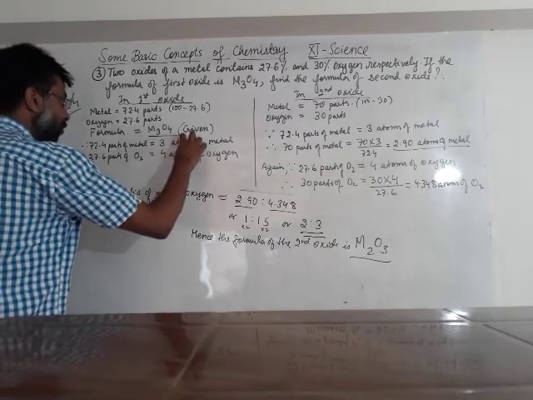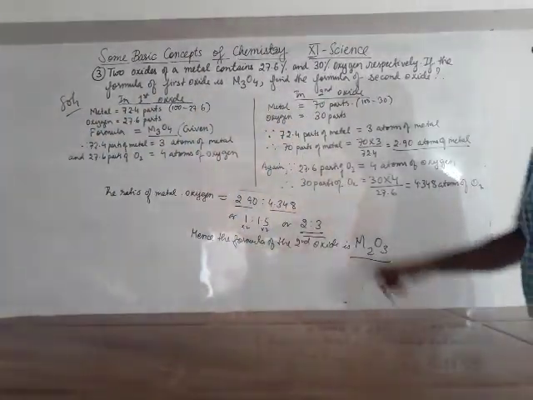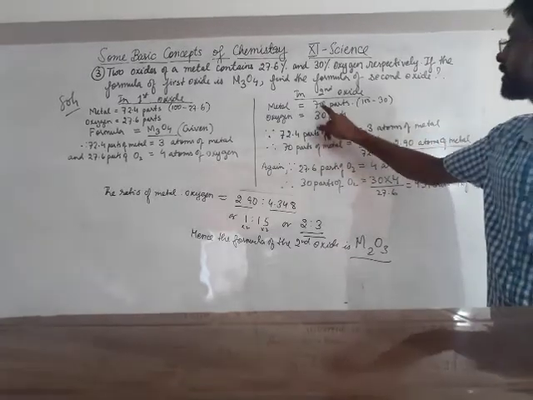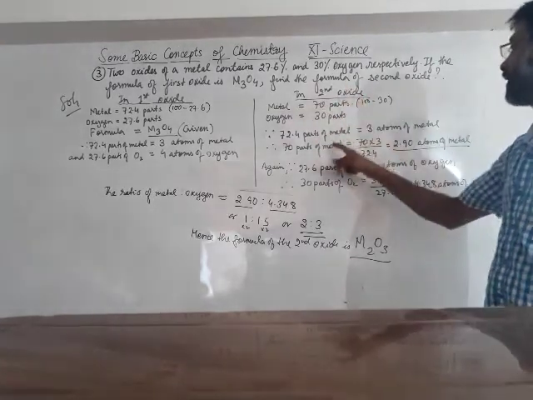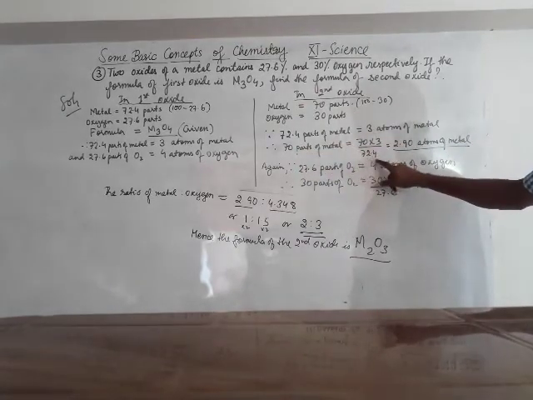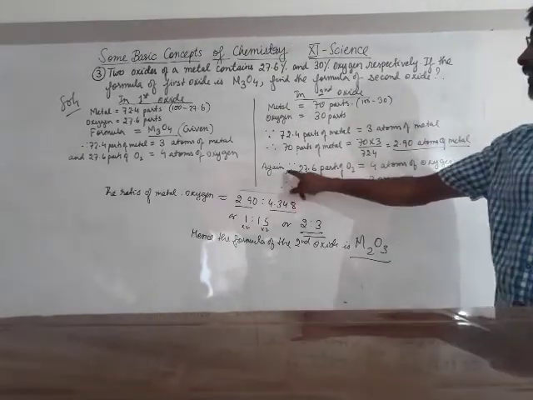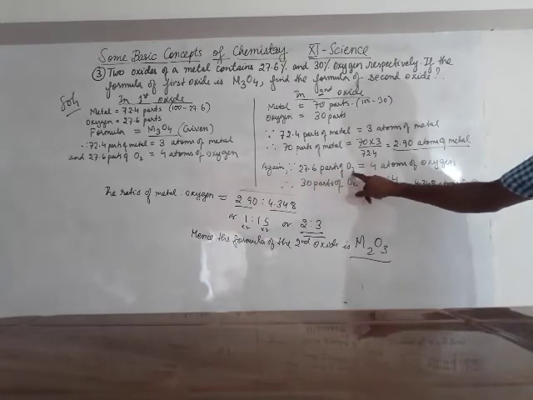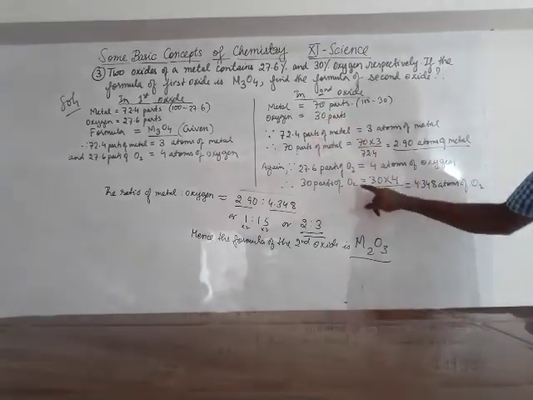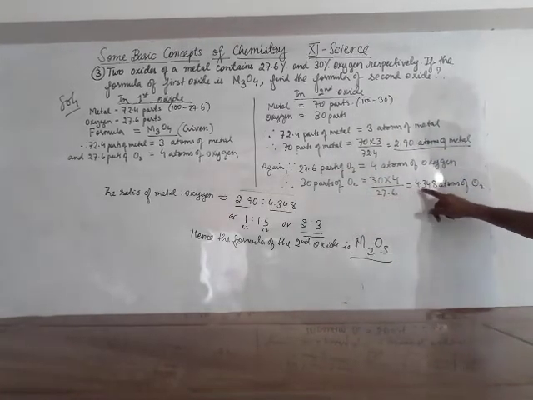So using these two lines over here, I go and do the working over here in the second oxide column. Since 72.4 parts of metal is 3 atoms of metal, therefore 70 parts of the metal in the second oxide will be 70 multiplied by 3 divided by 72.4, that will give me 2.90 atoms of the metal in the second oxide. Again, since 27.6 parts of oxygen is 4 atoms of oxygen, therefore these 30 parts of oxygen will be equal to 30 multiplied by 4 divided by 27.6, that is coming to 4.348 atoms of oxygen.